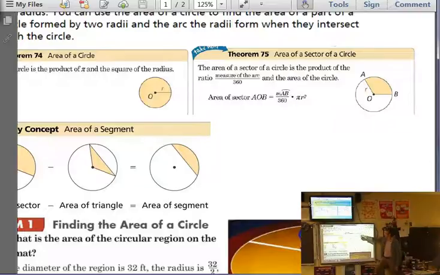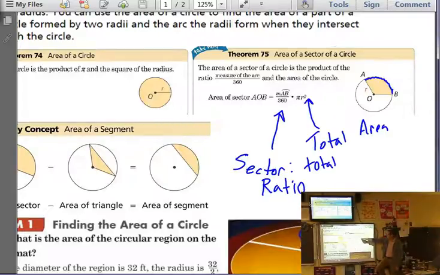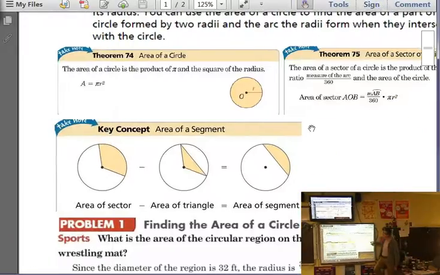And then to find the segment, we would just calculate the area of the triangle, because we're able to do that. We've done the trig to talk about all those different ways. And then whatever's left over, that would be your segment.